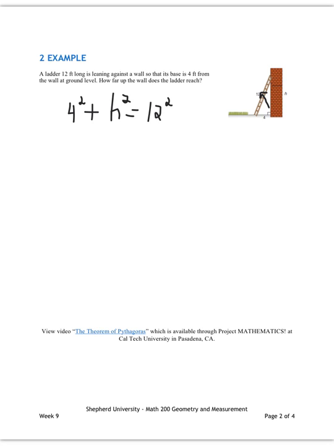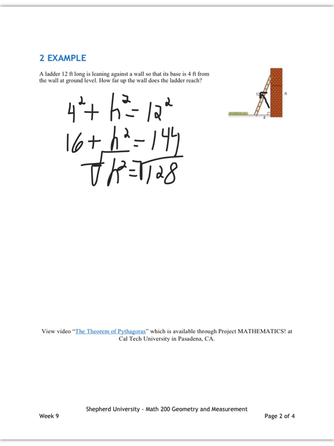So with some arithmetic, and now subtracting 16 from both sides, I find that H squared is equal to 128. I don't know what the square root of that is, so we'll just go ahead and do a decimal approximation using the calculator. Looks like H is going to be about 11.3. And this was a word problem, so it has some units attached. It's going to be 11.3 feet.